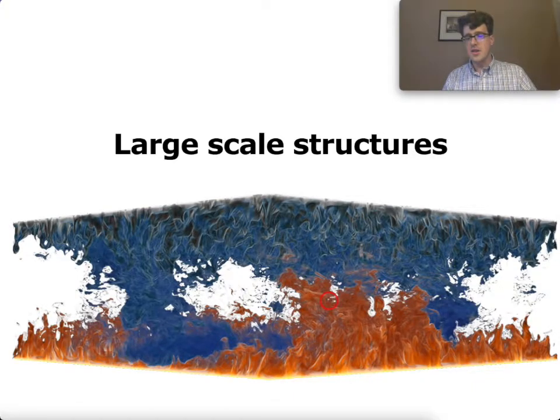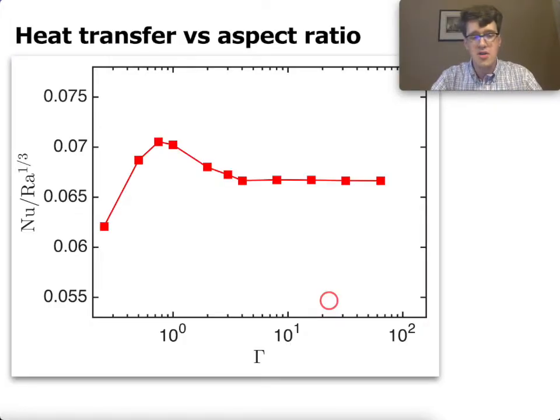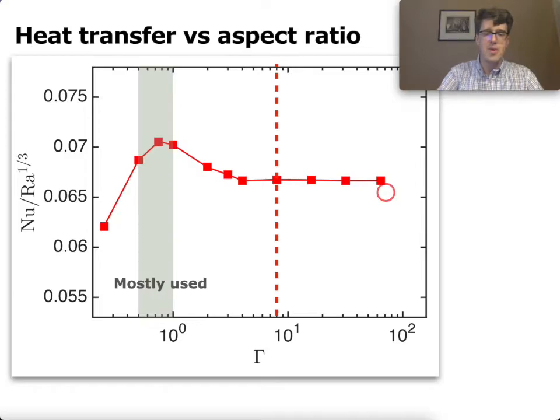Given that this is a periodic system, ideally the flow structure should not depend on the system size that is used. First we're looking here at the heat transfer as function of the aspect ratio of the system. And we see that the system has to be quite large before the heat transfer becomes independent of the system size. It's important here to note that the typical size of experiments and simulations is in this gray region, so much smaller than the size that is needed in order to obtain this regime in which the flow dynamics becomes independent of the system size.